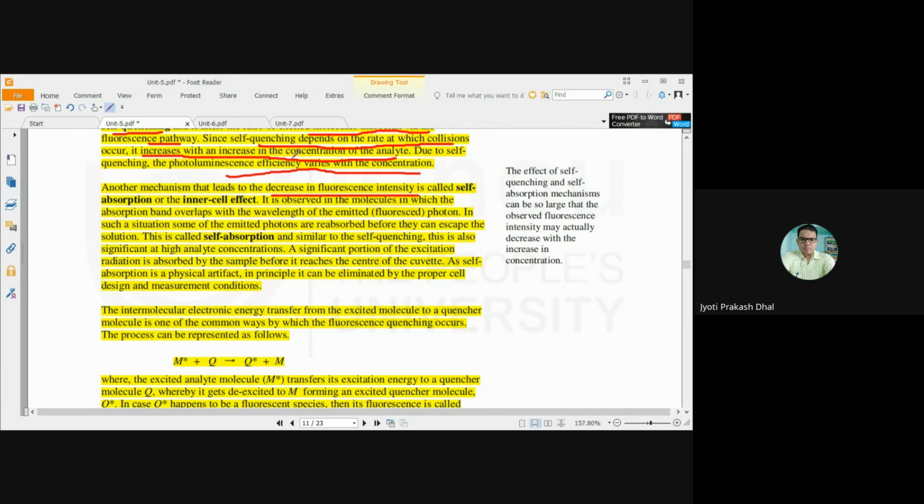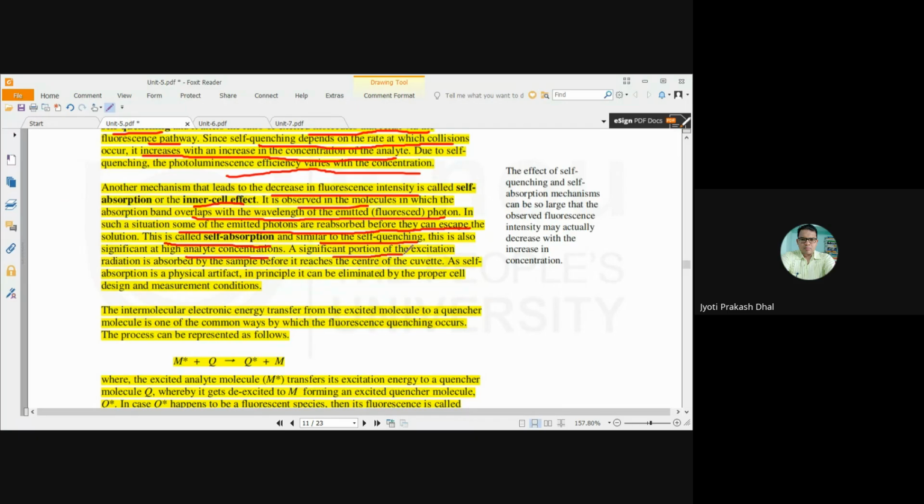Another mechanism that leads to a decrease in fluorescence intensity is called self-absorption or inner cell effect. It is observed in molecules in which the absorption band overlaps with the wavelength of the emitted photon. In such a situation, some emitted photons are reabsorbed before they can escape from the solution. This is called self-absorption, and similar to self-quenching, this is also significant at high analyte concentration. So this type of self-absorption or inner cell effect will be observed if the concentration of the analyte is high.